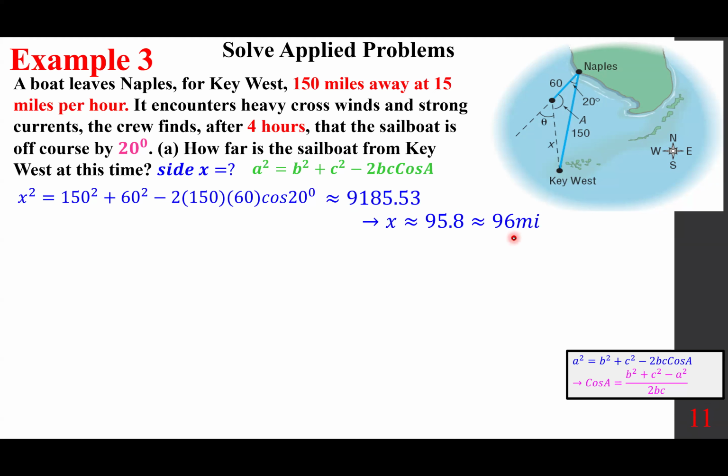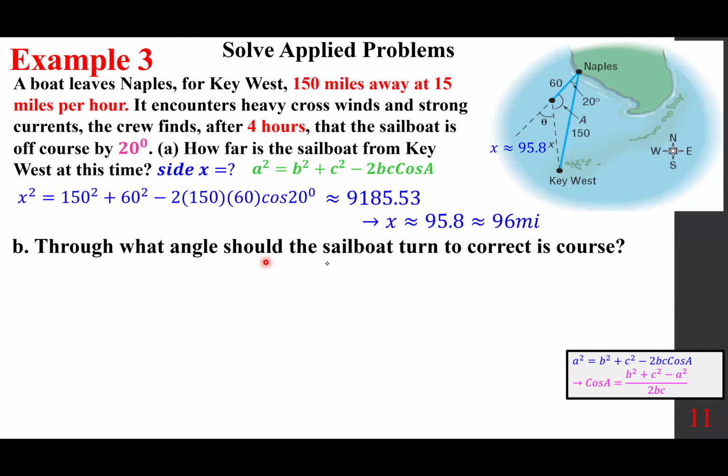So that's very straightforward. We had two sides and the included angle. We used the cosine law, and we're done with that part. So this is about 95.8 miles or 96 miles. The second part says, through what angle should the sailboat turn to correct its course?